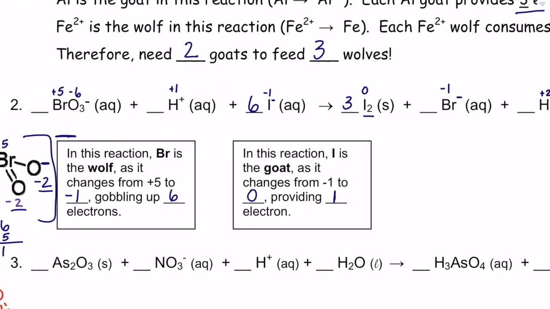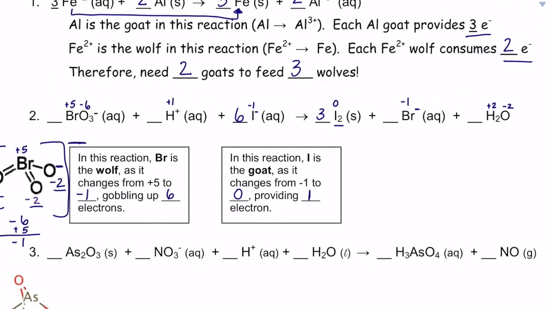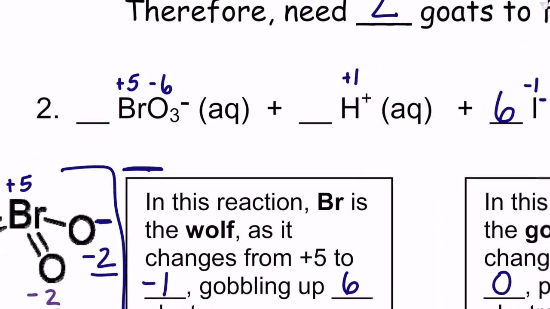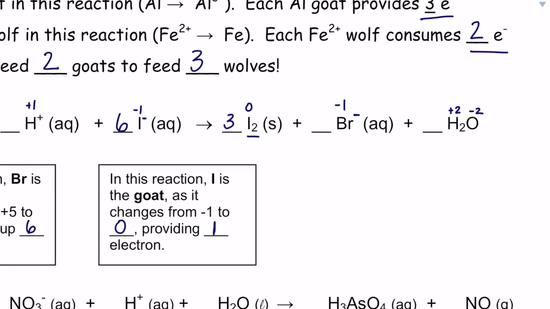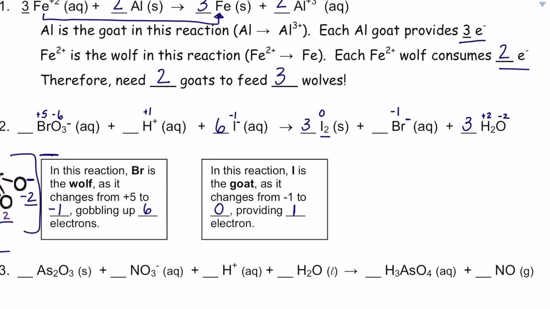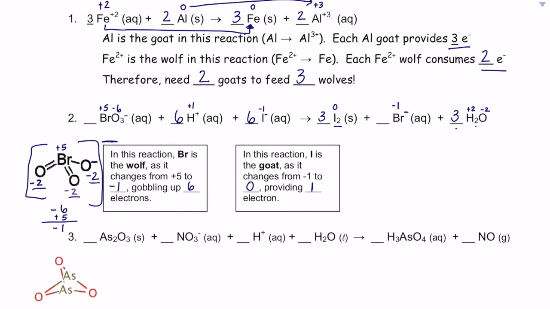We need to next balance our water. So we can balance our oxygens first. I have 3 oxygens over on the reactant side, which means I'm going to have 3 over here. And lastly, we need to balance our hydrogens. I have 6 hydrogens on the product side because I've got 3 times 2, which is 6. So I'll need 6 hydrogens over on the reactant side. And now our reaction is balanced.